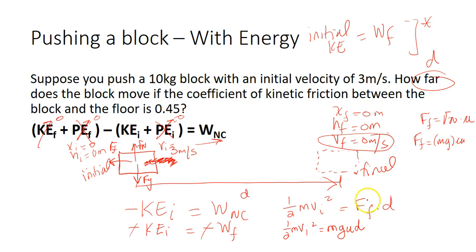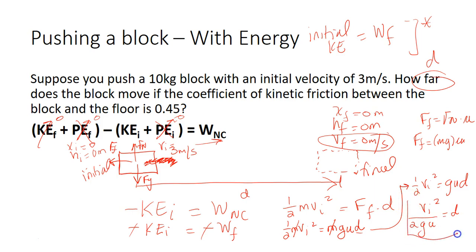And as always, usually we have our masses canceling out, and we're looking for d. I'm running out of space here, so I'm just going to rewrite this. So I get 1/2 v initial squared equals g mu d, and d is going to be v squared over 2 g mu.